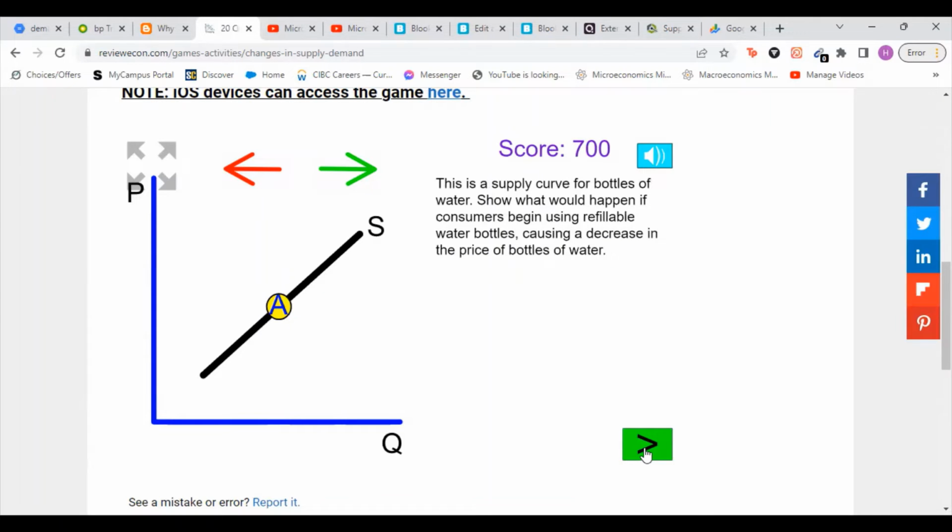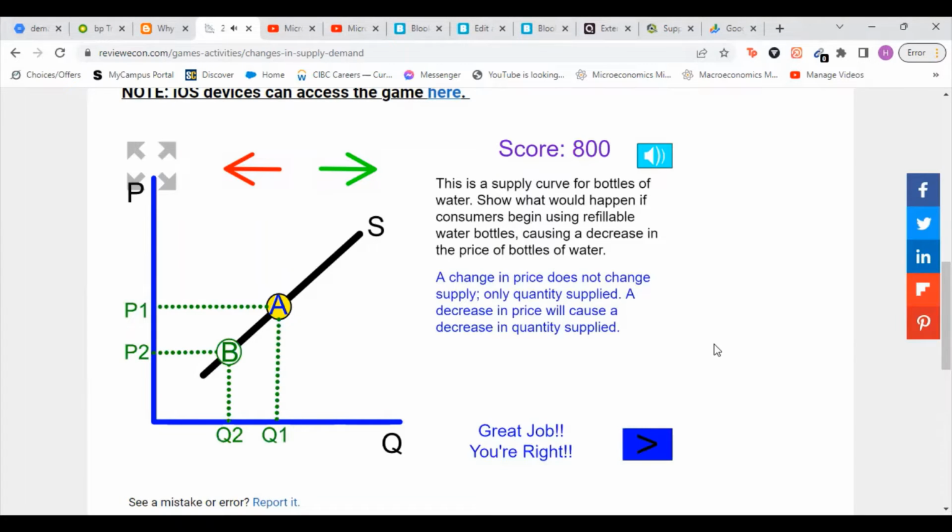This is a supply curve for bottles of water. So what would happen if consumers begin using refillable water bottles, causing a decrease in the price of bottles of water? Excellent. Good to hear, Brian. That's great. So what would happen here if people are using refillable water bottles? The curve will shift to the left. So it's a price change. So what would happen if it's a price change? Along the curve, right? Yeah, that's great.